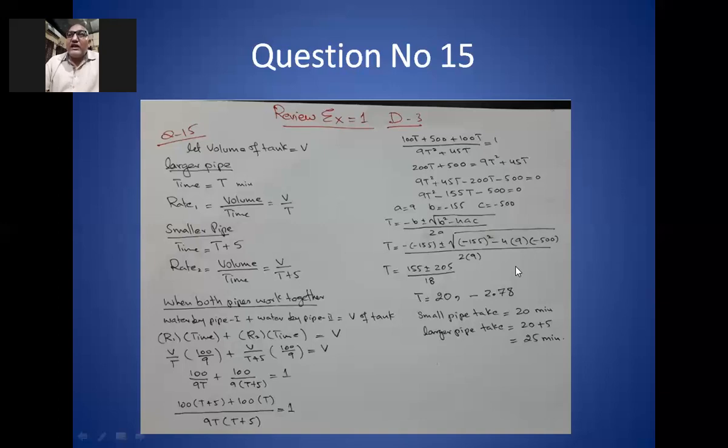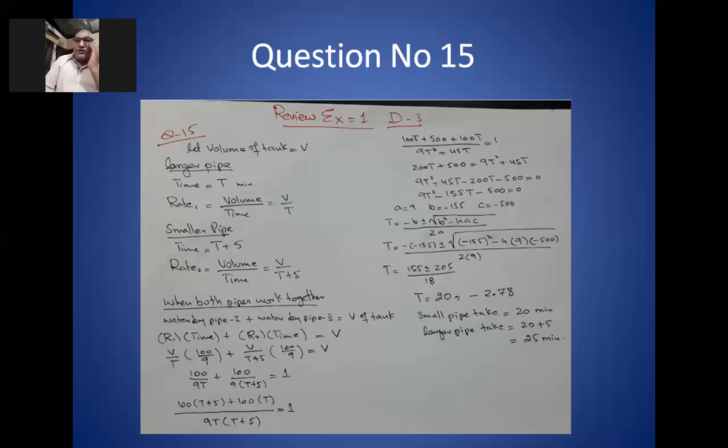So in your calculator, enter bracket minus 155 bracket close raised to power 2 minus 4 bracket start 9 bracket close bracket start minus 500 bracket close equals to, this is what you will enter in your calculator, under root answer equals to. So you will get 205. Now here you can see we have two options in your calculator. You will enter 155 plus 205 equals to divided by 18 equals to. This will give you an answer of 20.